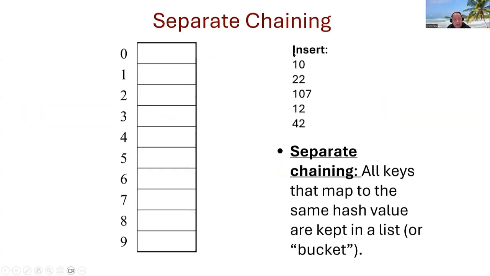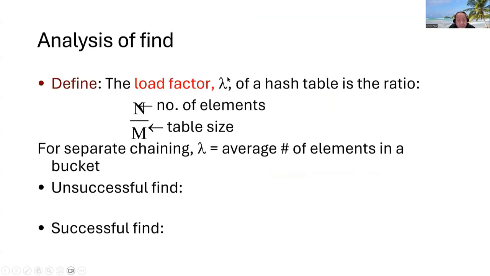Then separate chaining is about the chaining part, using buckets to put more data in there. Usually the implementation can be an array list, a vector, or a linked list. And this one is the loading factor.